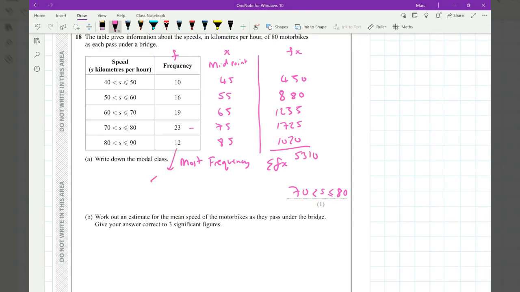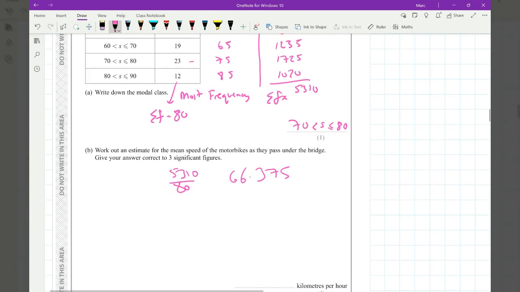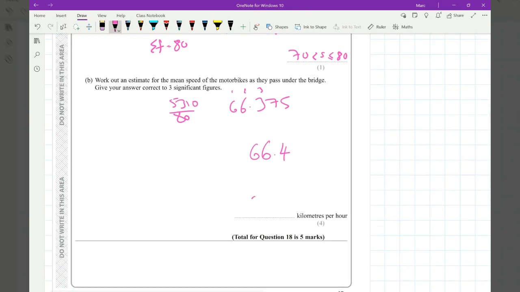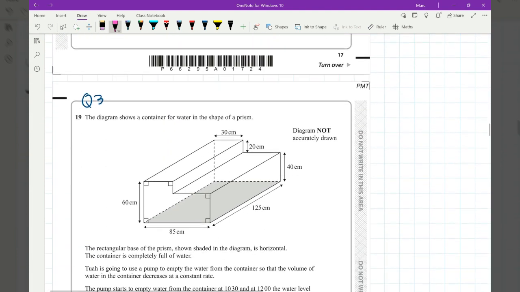All of these added up, the sum of the f's equals 80. And then we need to do 5310 divided by 80. 66.375, and then to 3 significant figures. That's 1, that's 2, that's 3. So we're rounding it to 1 decimal place. It'll be 66.4. Please always put your answers on the answer line. It tells the examiners exactly what your answer is and where we can mark your working from there.